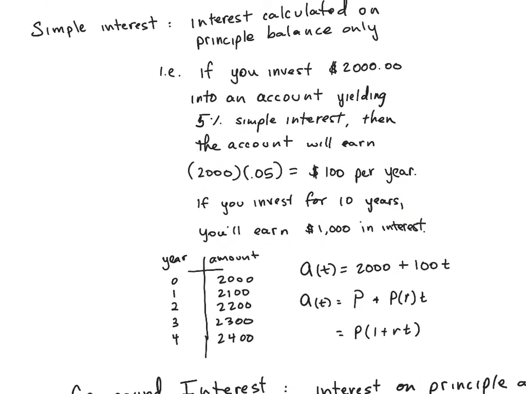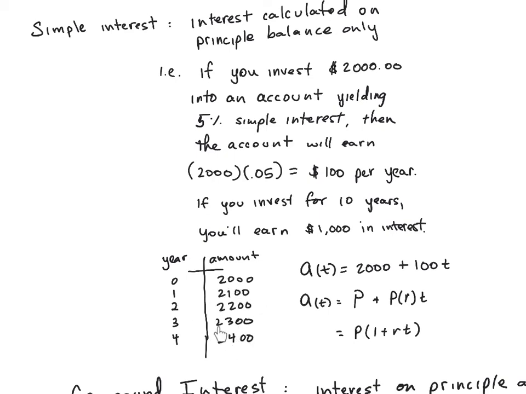So you can see here, year 0, which is the starting year, the amount is $2,000. But after 1 year, you're going to have $2,100. After 2 years, you're going to have $2,200. 3 years, $2,300. So it's increasing at a rate of $100 per year. It's increasing at the same rate.